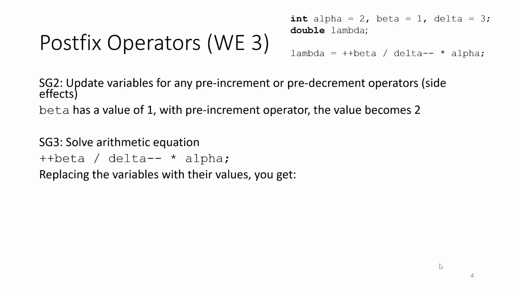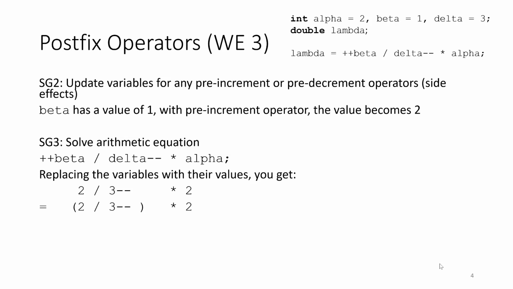Subgoal 3 then says to solve the arithmetic equation. We replace the variables with their values. Beta has a value of 2 now, so we have 2 divided by 3, don't forget the post-decrement operator, times the value of alpha, which is 2.